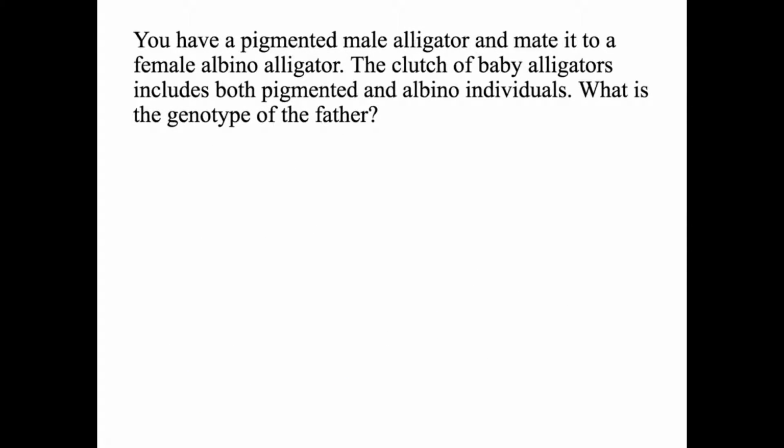So the answer to our question here, what is the genotype of the father? We now know that he has to be a heterozygote, big A, little a, for his offspring to be both pigmented and albino.